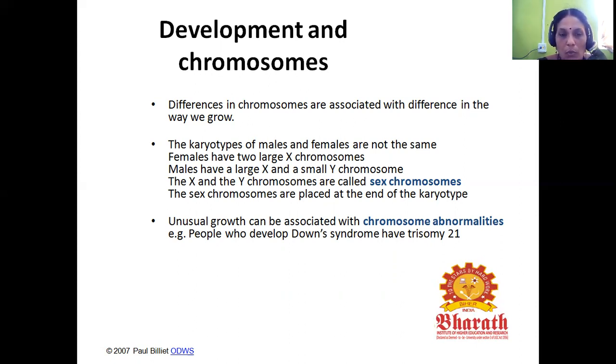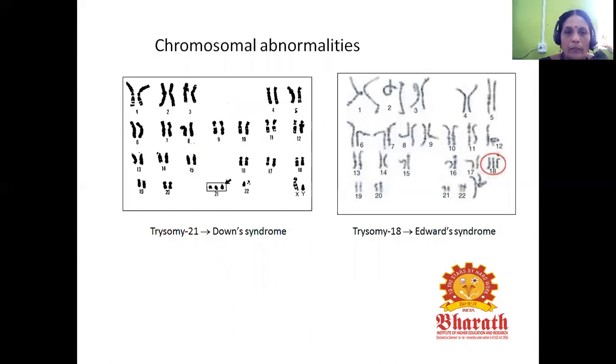So unusual growth can be associated with chromosome abnormalities. For example, people who develop Down syndrome have trisomy 21. This is a chromosomal abnormality seen in Down syndrome, which has trisomy 21, and in Edwards syndrome, which has trisomy 18.